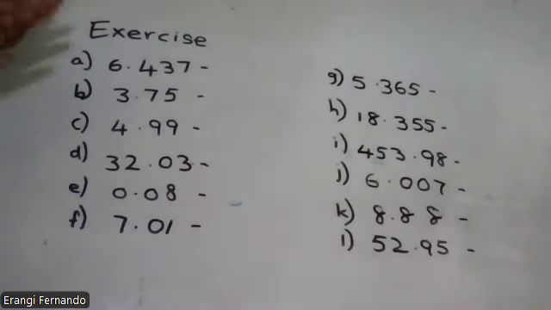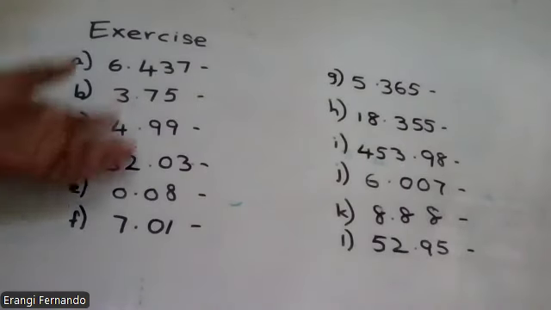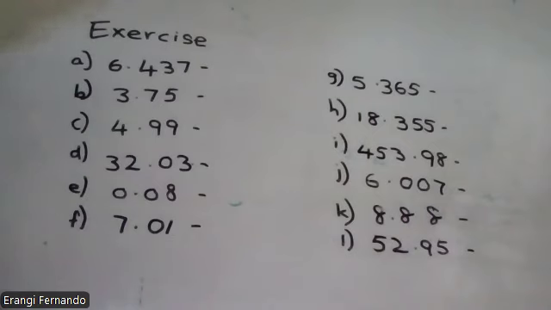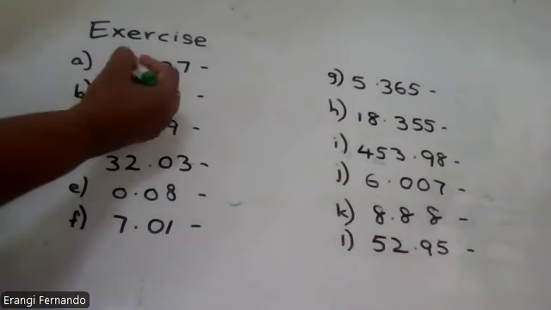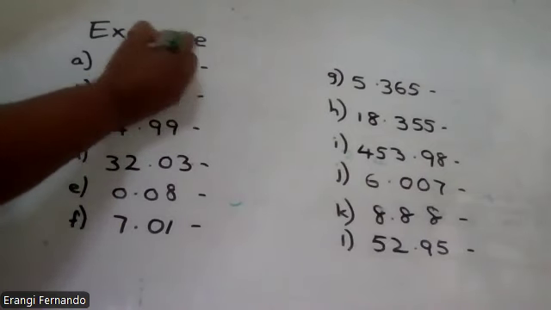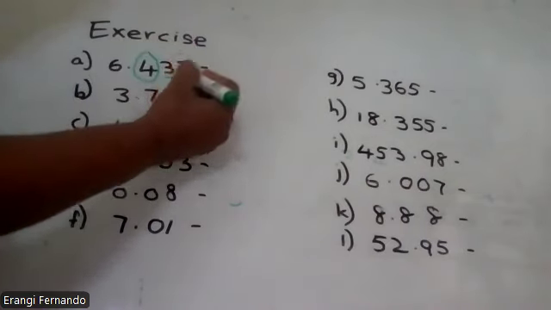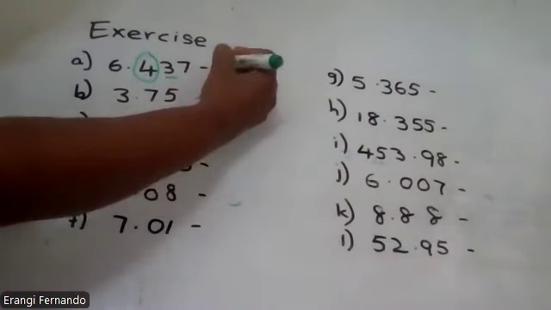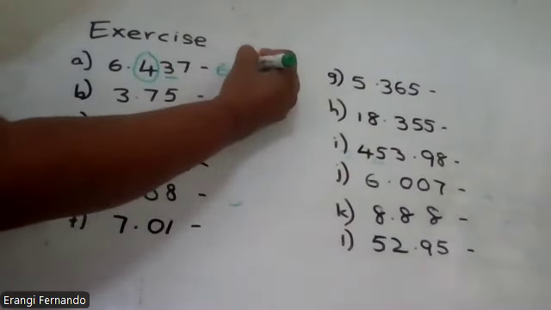Okay, let's do this exercise. We'll round off these numbers to the first decimal place. The first one, 6.437. The first decimal is 4. You have to consider 3. It's less than 5. When you round off, 6.4.